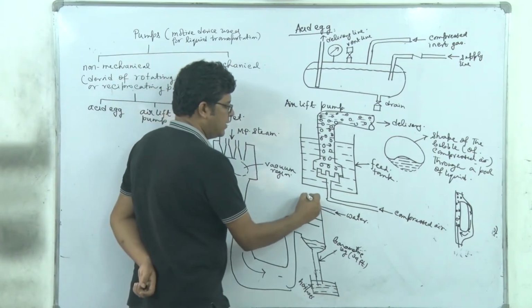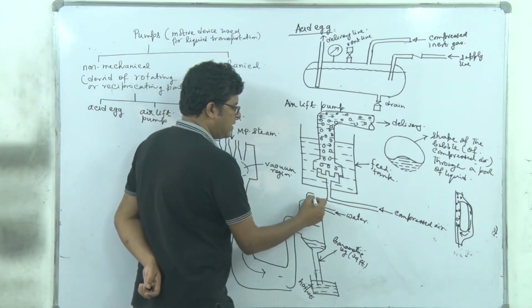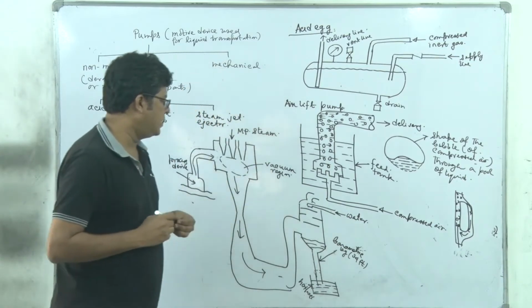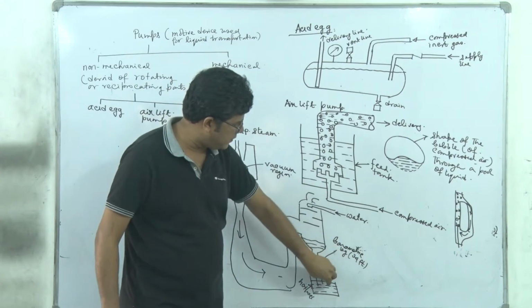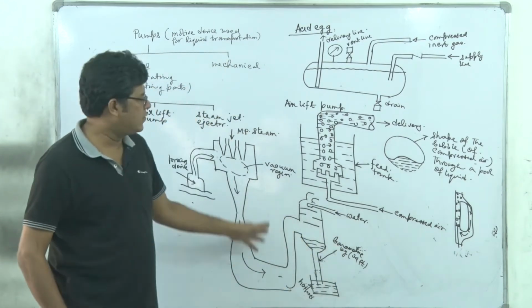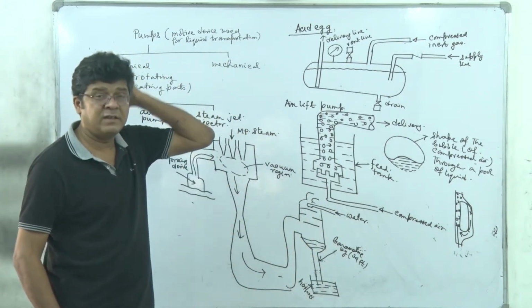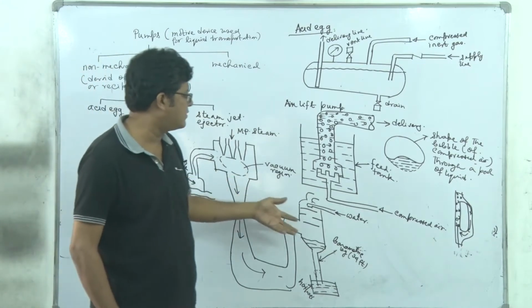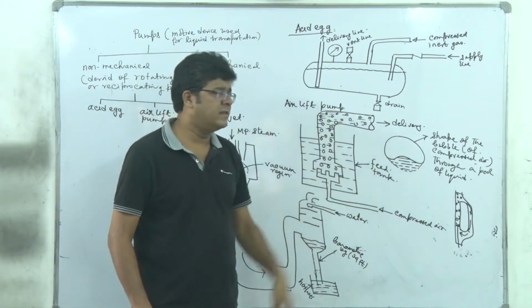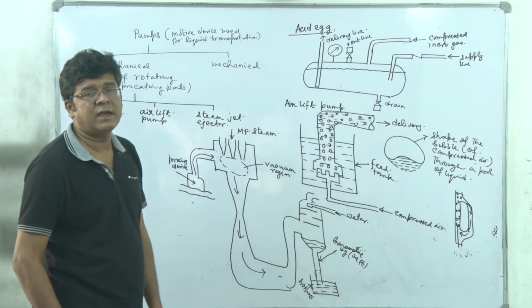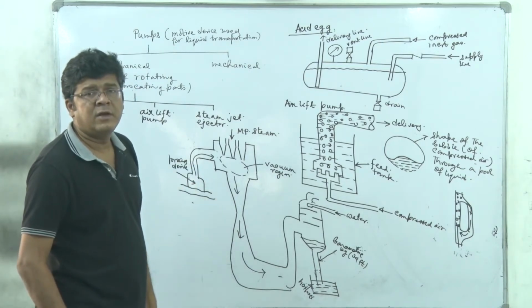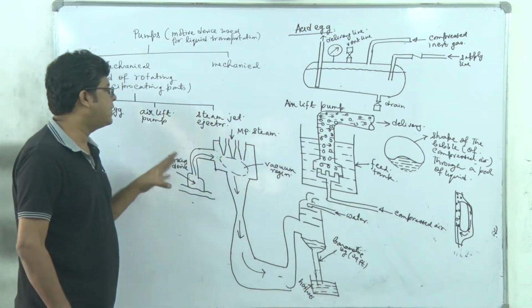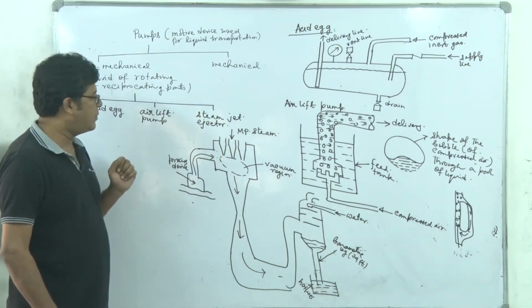Now from here, we have the non-condensables, which we may feed to another steam jet ejector and from there directly to the hot well. So there may be multiple series of steam jet ejectors and direct contact condensers in sequence, based on the degree of vacuum we require here in the process device. So these are the three non-mechanical pumps.